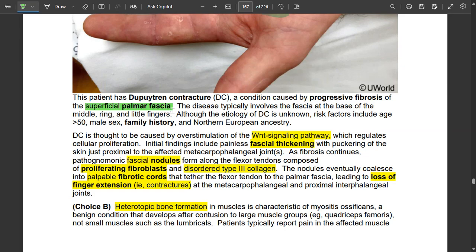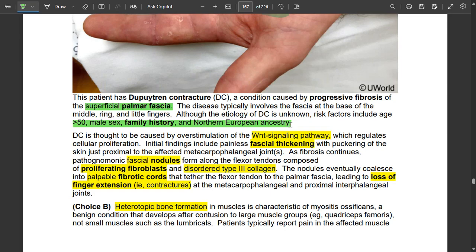This disease typically involves the fascia at the base of the middle, ring, and little fingers, the three medial fingers. Although the etiology is unknown, risk factors include age more than 50, male sex, family history, and northern European ancestry. It is very common in northern Europe.